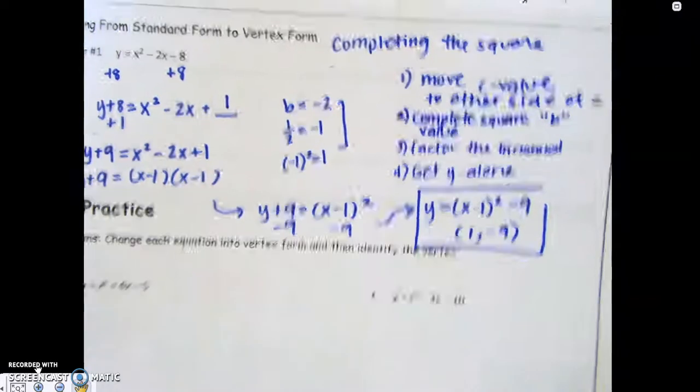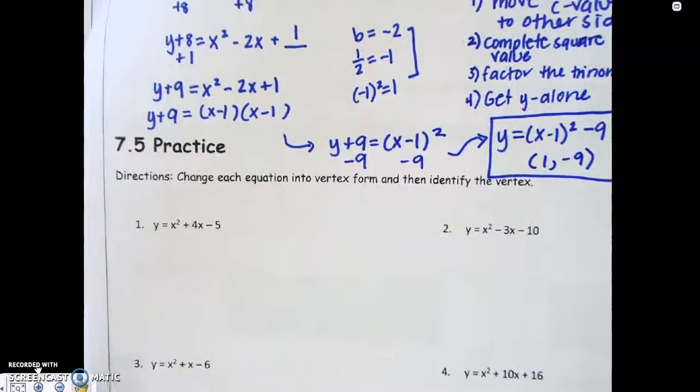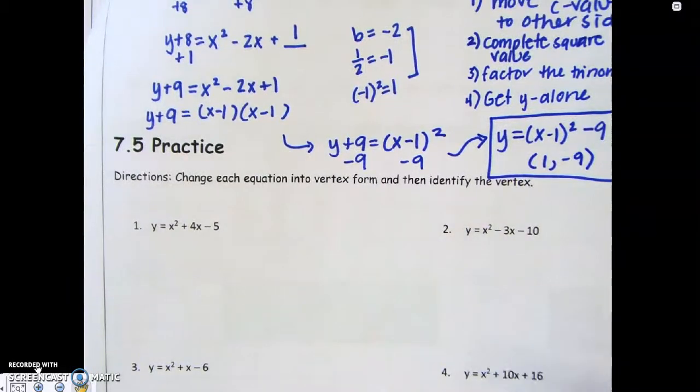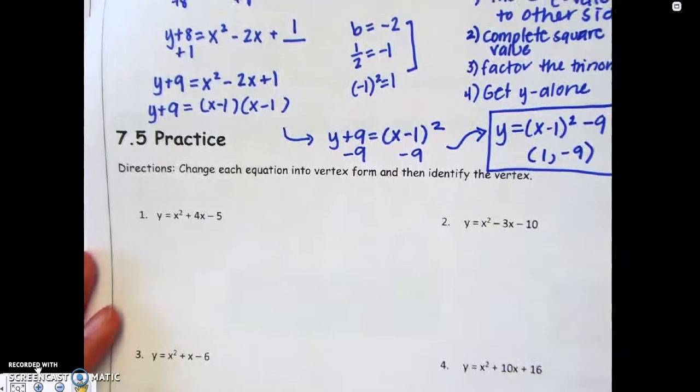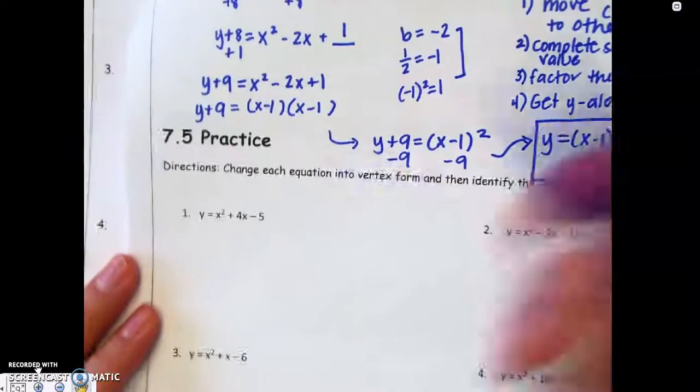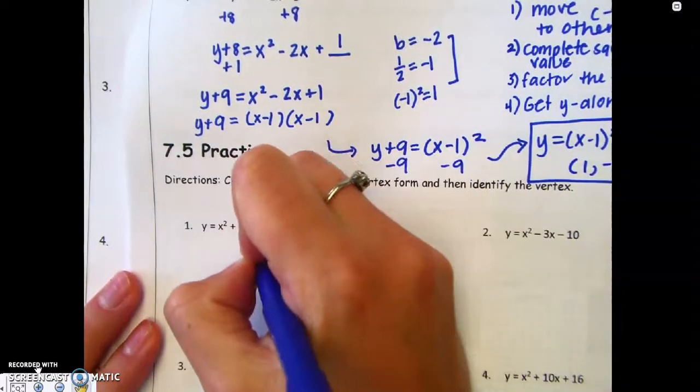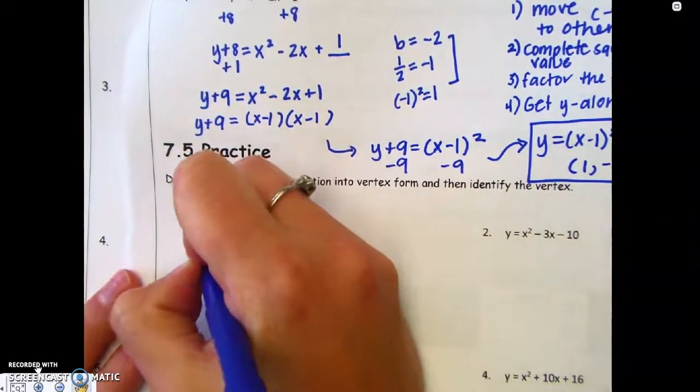So for example, in number 1, this is the practice here. If you feel comfortable, go ahead and complete the practice. You can stop the video here. If you'd like to see one more example, I will do number 1. My first step is to move the c value to the other side. So I'm going to get rid of this -5 by adding 5 to both sides.